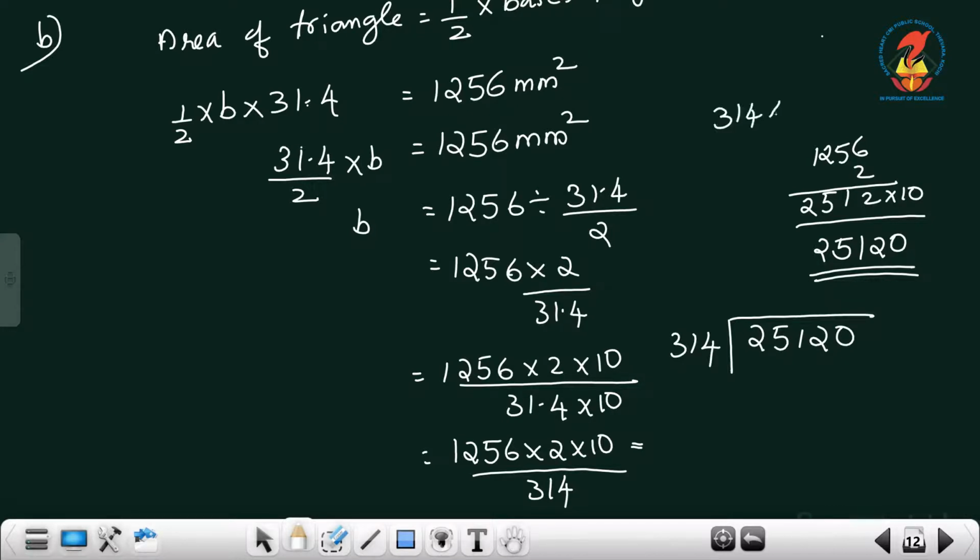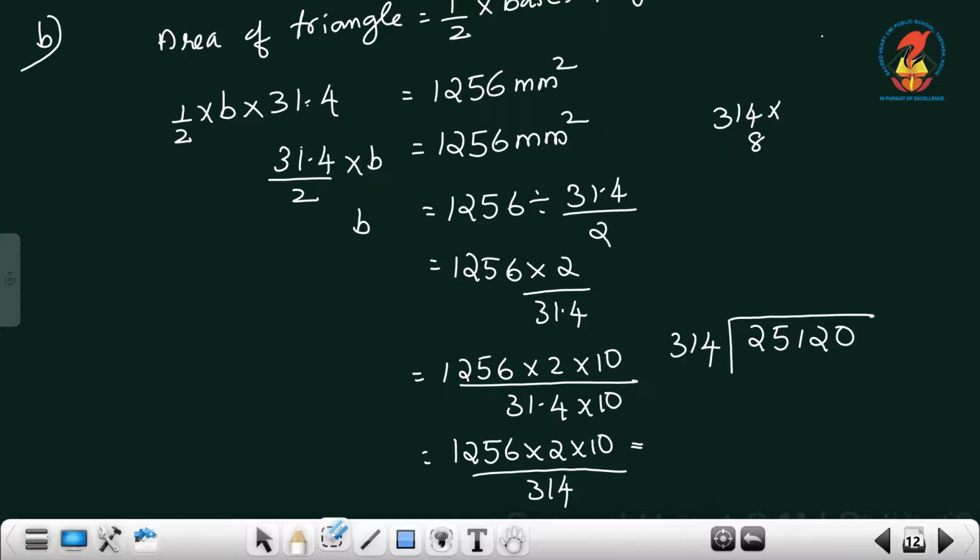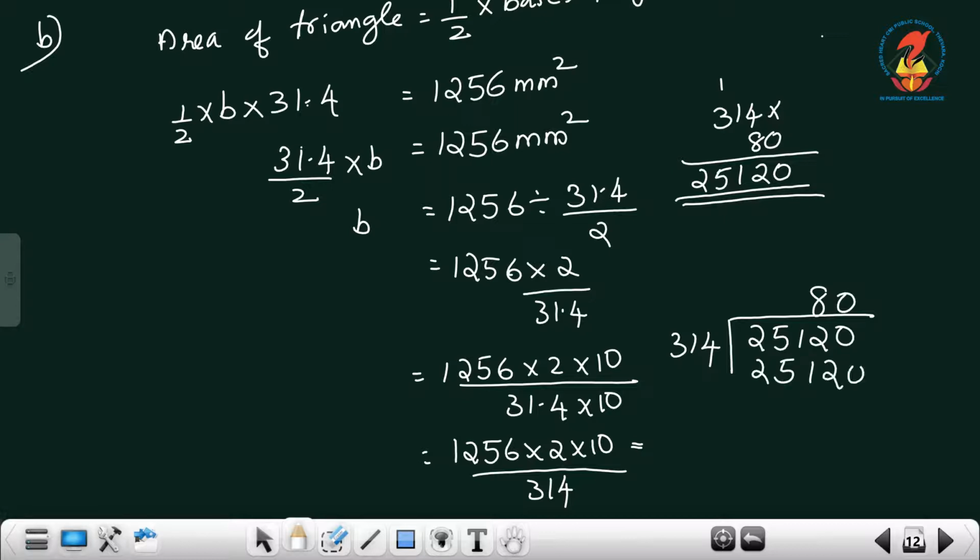314 into 8: 32, 3 balance, 8 ones are 8, 8 plus 3, 11, 1 balance, 8 threes are 24 plus 1, 25, so 80. 25,120, how many times? 80 times. 25,120, what is the answer? 80 millimeter. What is the base? Base equal to 80 millimeter.